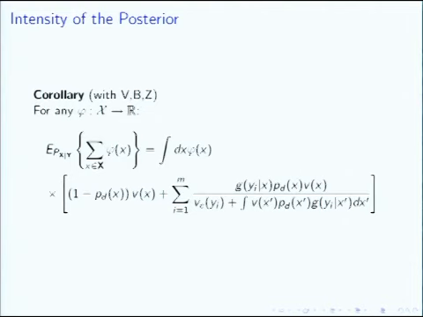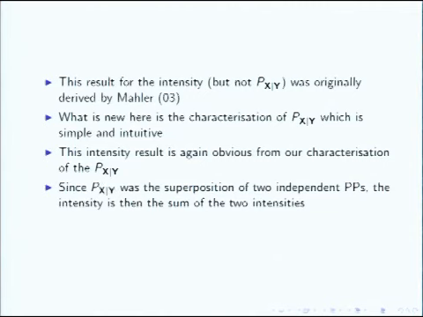So this is the stuff that comes from the process, which doesn't give you observations, and this is the stuff that came from the part that you characterize given the observations. Okay, so what's new here? This result for the intensity was originally derived by Mahler. What he didn't derive was the full posterior distribution. What's also new here is the derivation of the posterior distribution, which is, in my opinion, simple and intuitive. And lots of results fall out of it, one of which is the result for the intensity, which I said was obvious.